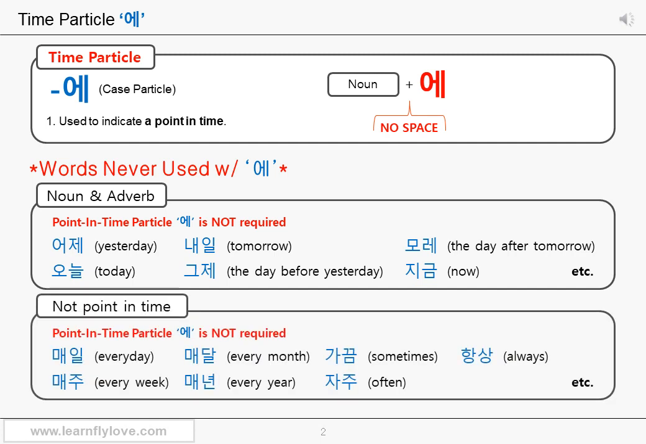Second, you don't add this particle 에 to a time-related word which does not exactly indicate a point in time, but indicates something repetitive or something that happens more than once. For example, 매일, every day, 매주, every week, 매달, every month, 매년, every year, 가끔, sometimes, 자주, often, 항상, always.